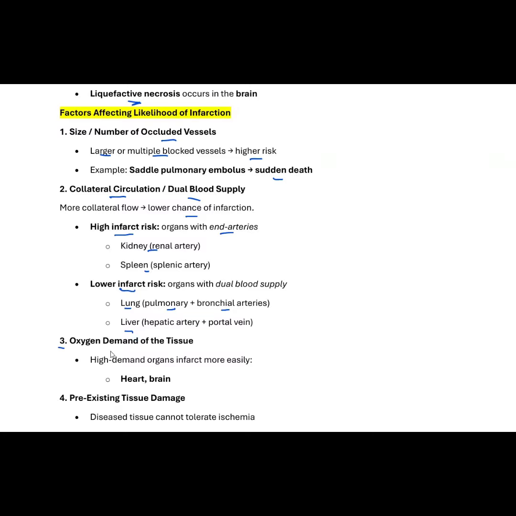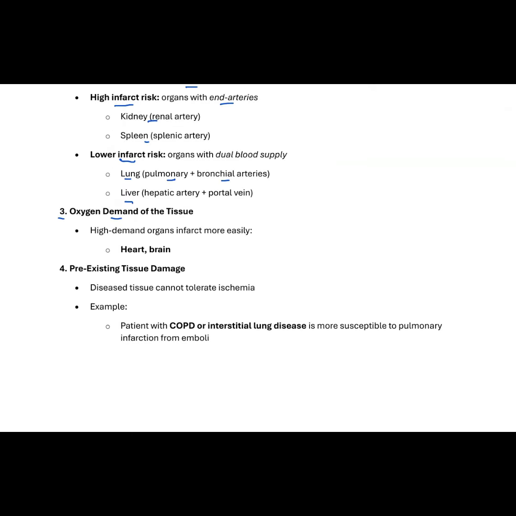Moving on, the next factor is oxygen demand of the tissue. If the tissue has a very high oxygen demand, that increases the likelihood of infarction occurring. And these tissues include the heart and the brain, right? Remember, the heart is constantly pumping and the brain is constantly working, right?